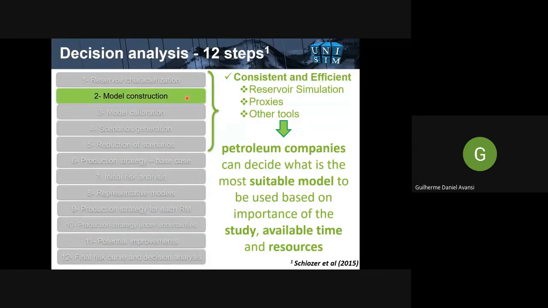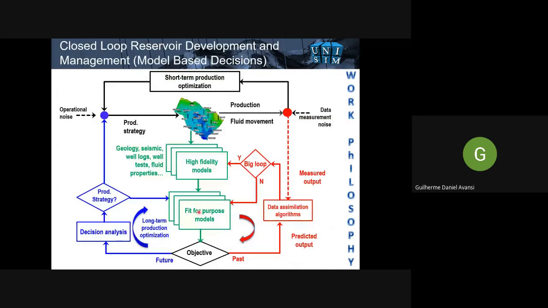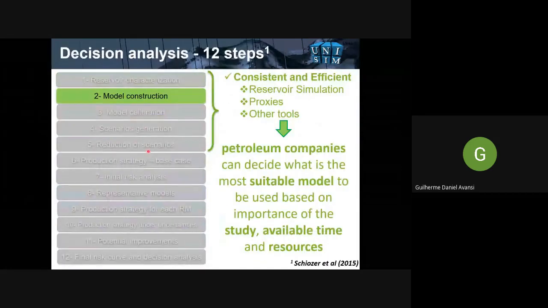So what does model construction mean? We need to build consistent, efficient models. Remember, when we are talking about model construction, I'm looking for the fit for purpose models. With these fit for purpose models, we need to understand what is the main objective that we want to have as a target. So we have here reservoir simulation models, we have proxies, we have emulators, and other tools that we can use as a model.